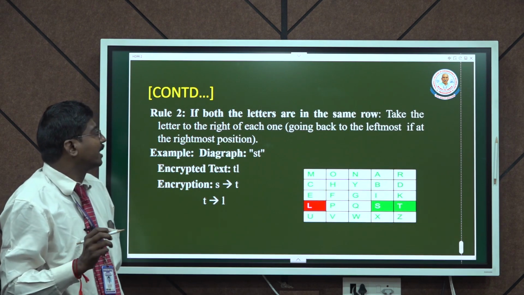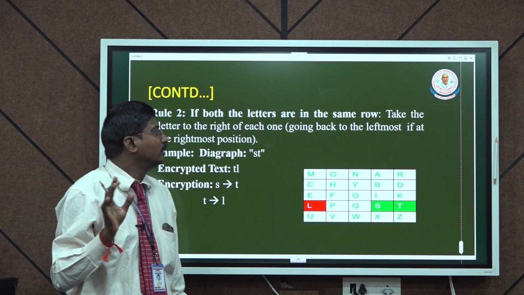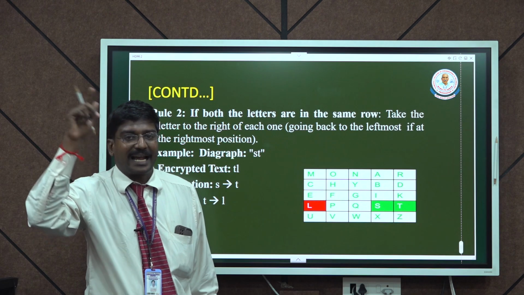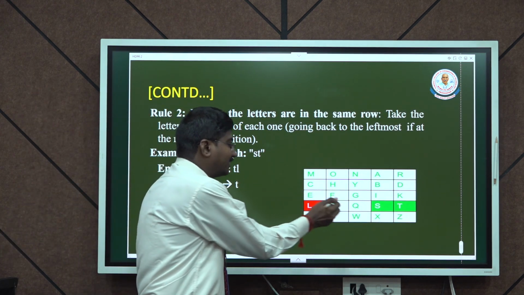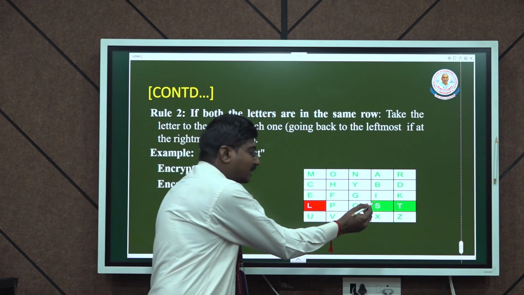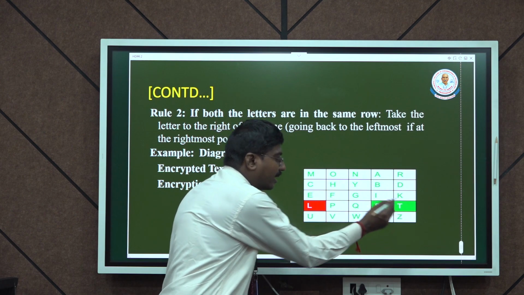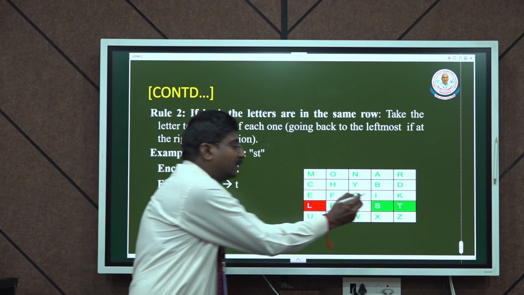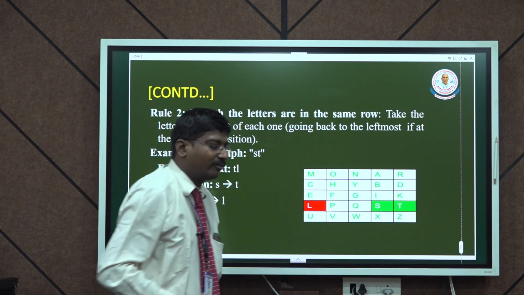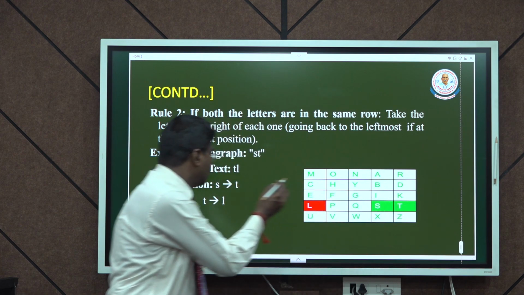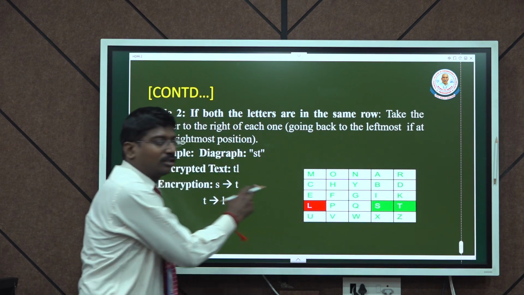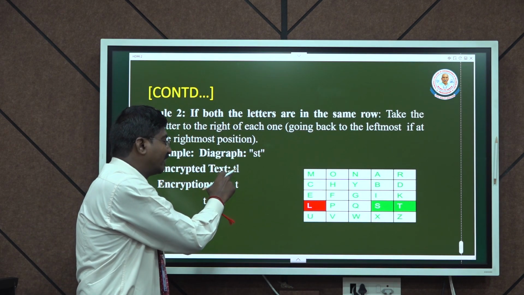Rule 2 is, if both the letters are in the same row, take the letter to the right of each one. You have to take the next element, that is, the right element. Consider here we have ST as the plain text. For S the right element is T, and when the rightmost element is the last element, you have to take the first element of the row. For example, here T is the last element, so we are taking L as the substitution for T. So ST is converted into TL.